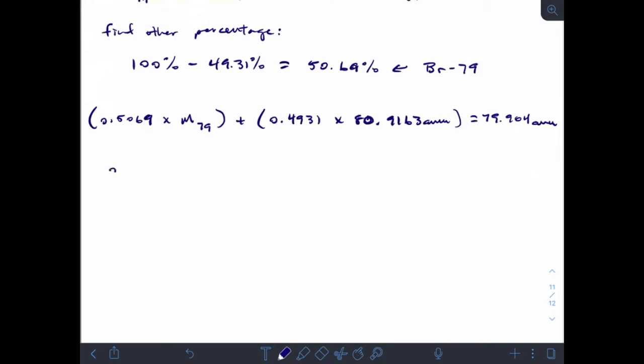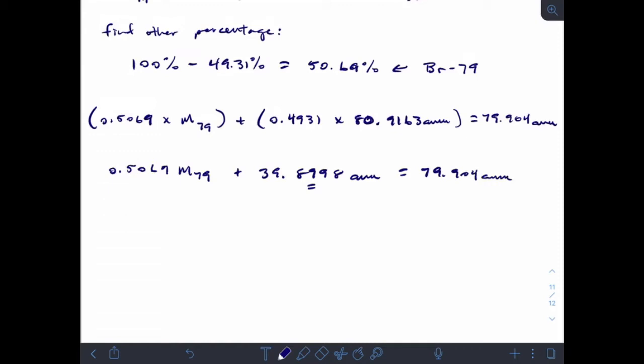So I end up with 0.5069 times the mass of bromine 79 plus 39.8998 AMU, and we're tracking at the fourth sig fig. Right, so sig figs still matter. Sig figs always matter, really. Equals 79.904.